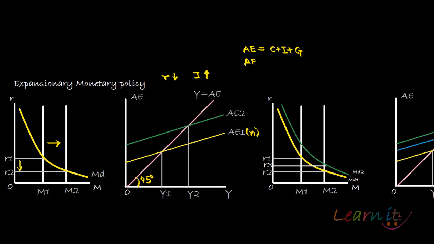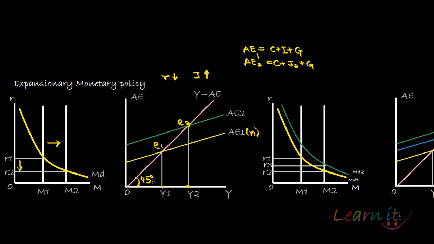Now, because interest rates have fallen, this will move to I2. Okay, and hence equilibrium will shift from E1 to E2 to an equilibrium output of Y2. You get the point? So aggregate expenditures in the economy have increased, and hence the aggregate output in the economy has increased. But the moment your aggregate output has increased, it means that your income has increased.